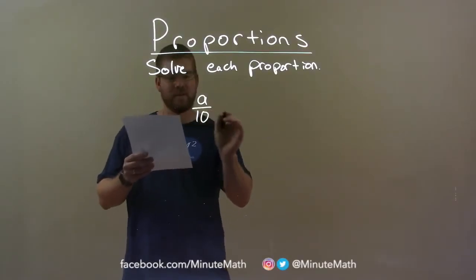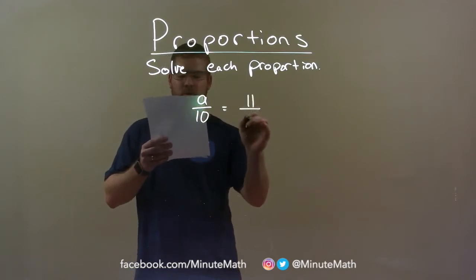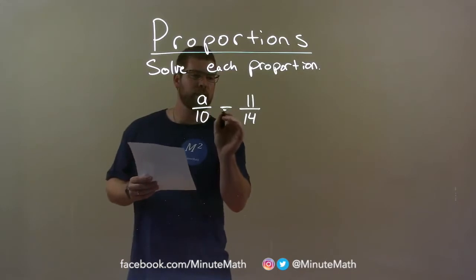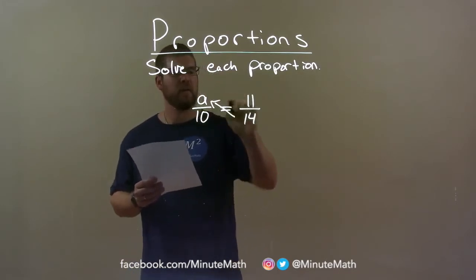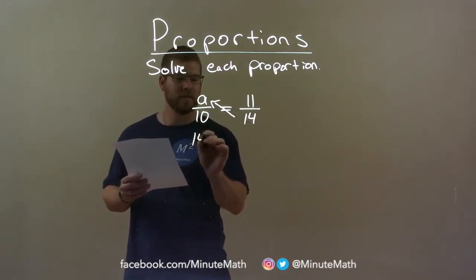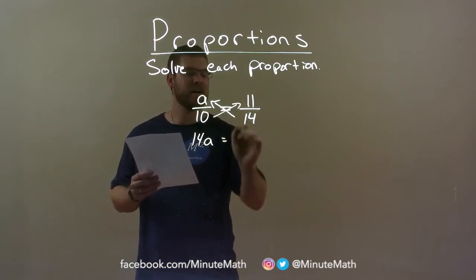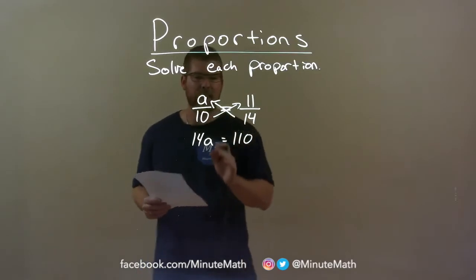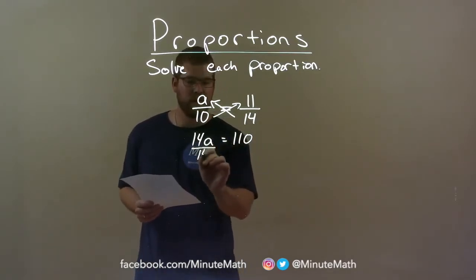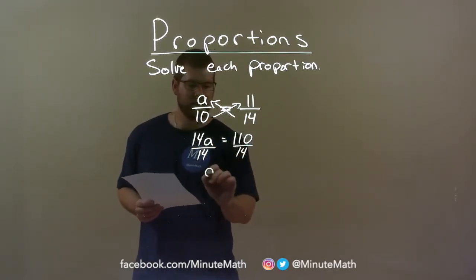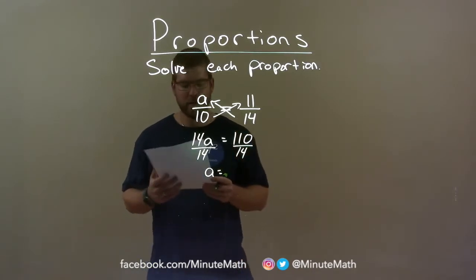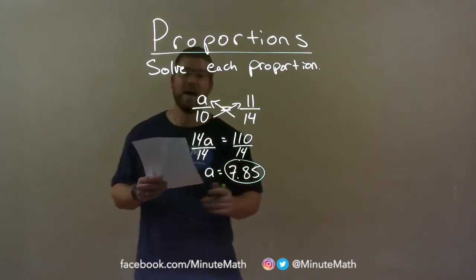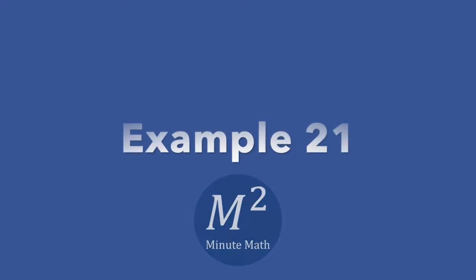a over 10 equals 11 over 14, okay? First thing I want to do here is cross multiply. 14 times a is 14a, and 10 times 11 is 110, okay? Now we have to get a by itself. Divide both sides by 14. That gives us a by itself, and 110 divided by 14 is 7.85, and so there we have our final answer.